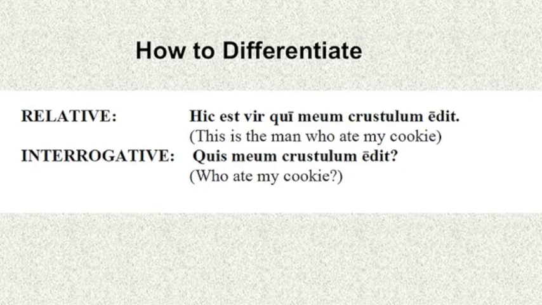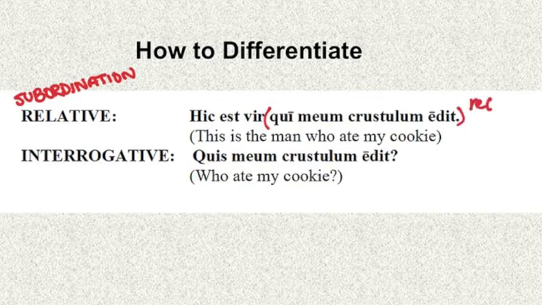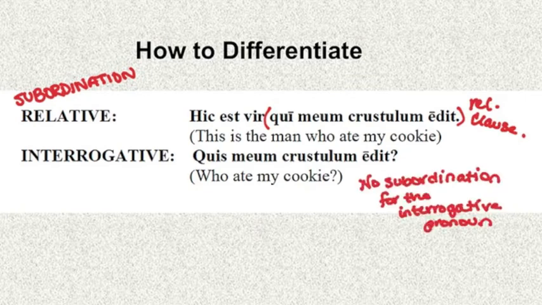Okay, so a big question is, how do you differentiate between the relative and interrogative pronoun? And this is a great question. Well, first of all, the relative pronoun is always associated with subordination. And in our sample sentence, hic est vir qui meum crustulum edit, we have a relative clause, as you would expect. However, the interrogative pronoun is essentially never associated with a relative clause, or any subordinate clause in general. It usually leads a main clause. As we see in this sentence, quis meum crustulum edit, who ate my cookie?